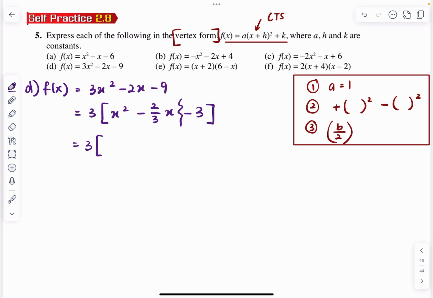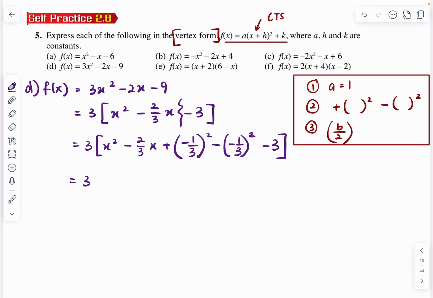Then we break it up here. Plus bracket square minus bracket square minus 3. Okay, and then inside the bracket is b over 2. So this is our b. If we divide this by 2, we will get negative 1 over 3. Okay, if you're unsure, you can use your calculator.